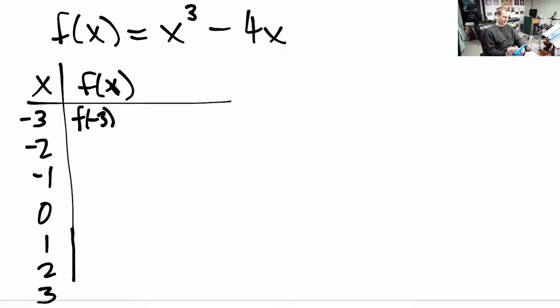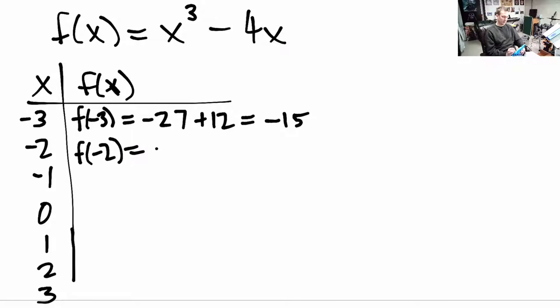So what we do here is we say, according to our rule, we cube negative 3, which gives us negative 27. Then we subtract 4 times our negative 3, so that's adding 12. So this gives us negative 15, right? Yep, f of negative 2 is the cube of negative 2, which is negative 8, minus 4 times negative 2, so plus 8. And there we have 0.